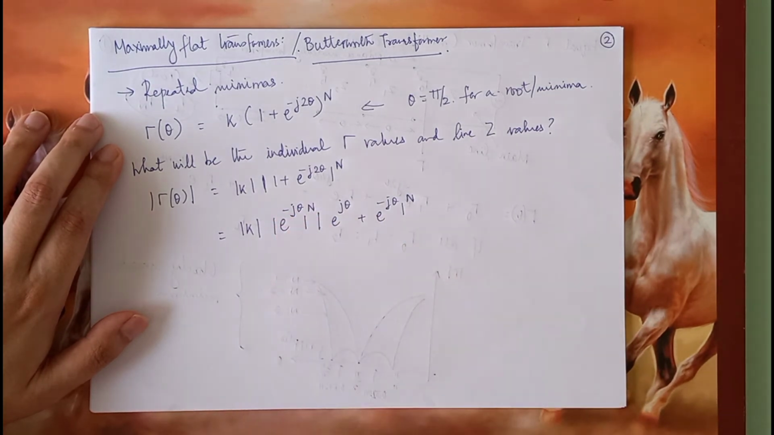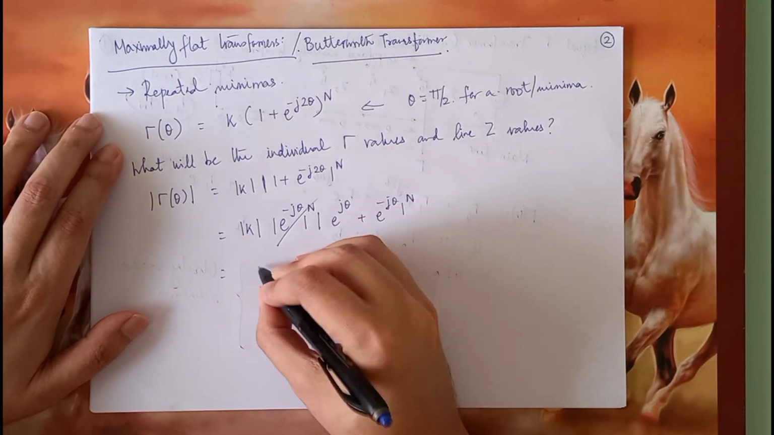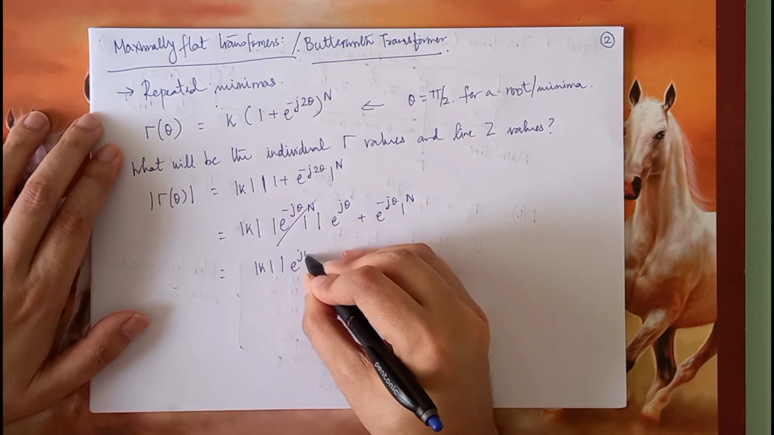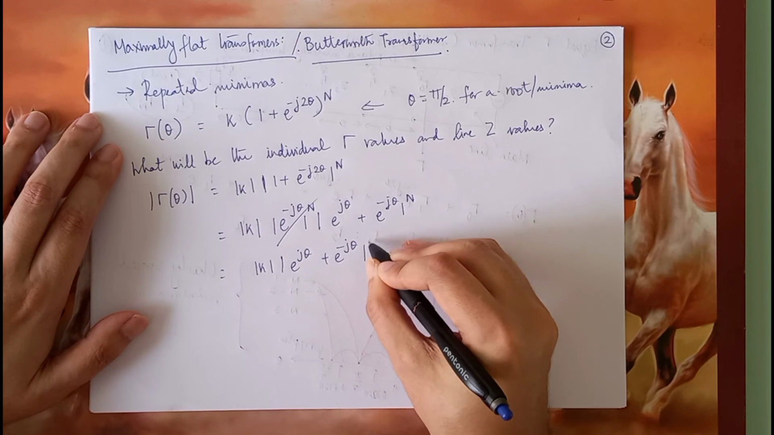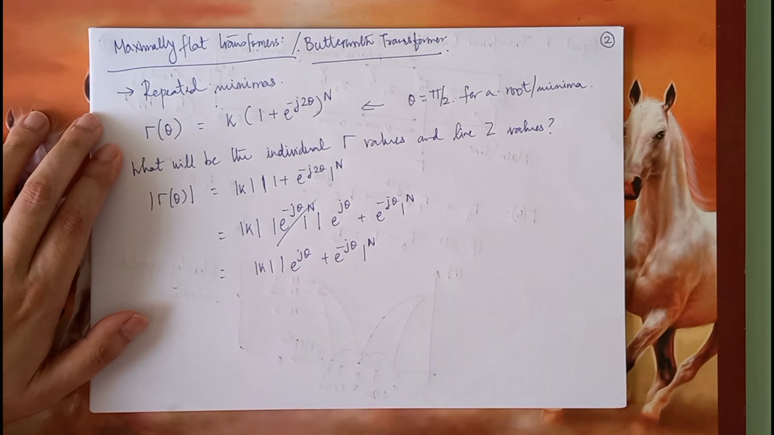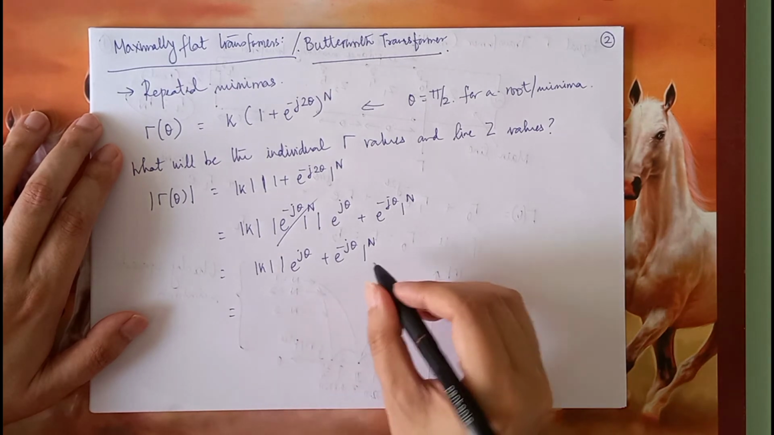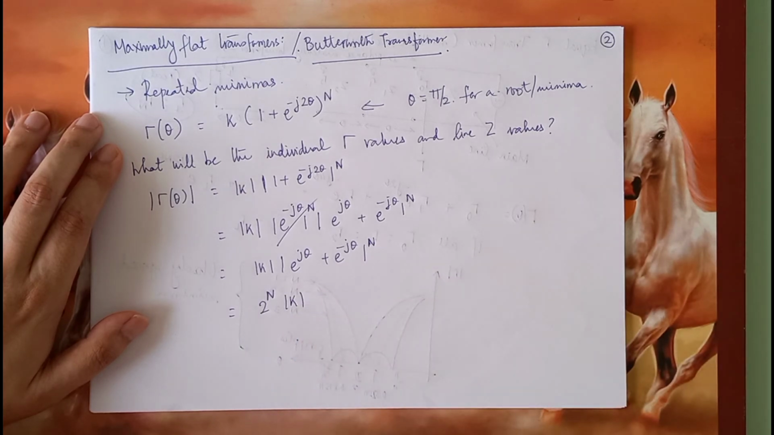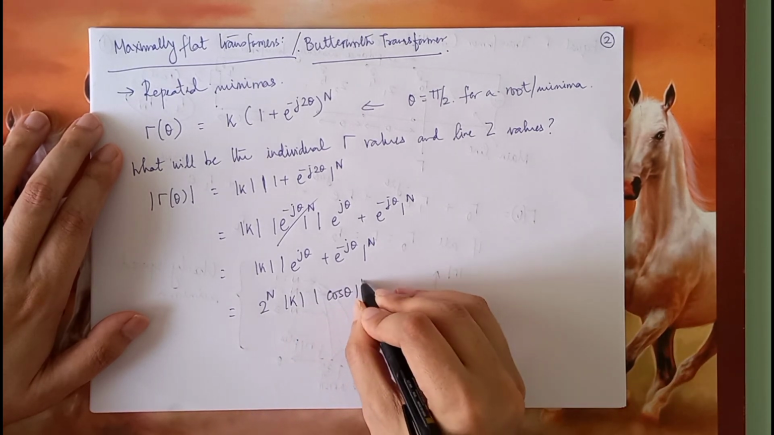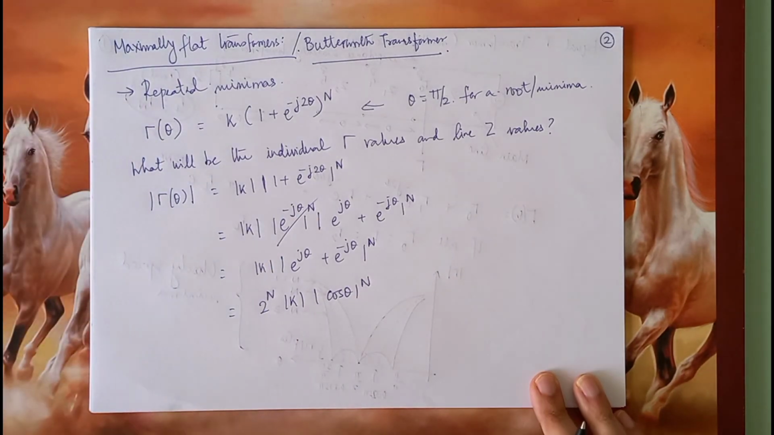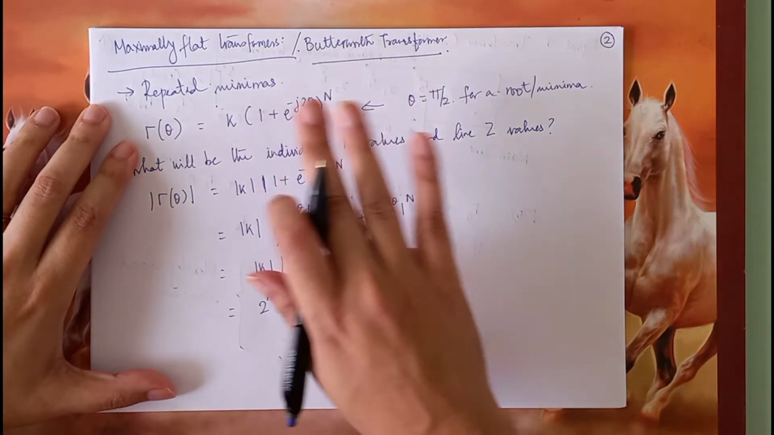So the mod of e raised to minus j theta is always 1, so therefore this vanishes. So what we will get is mod k times e raised to j theta plus e raised to minus j theta, the whole raised to n. So using Euler's identities, this is nothing but representative of twice of cos theta. So therefore what we will get is essentially 2 raised to n times mod k times mod of cos of theta raised to n. Right? This is what we can represent this expression for gamma as.